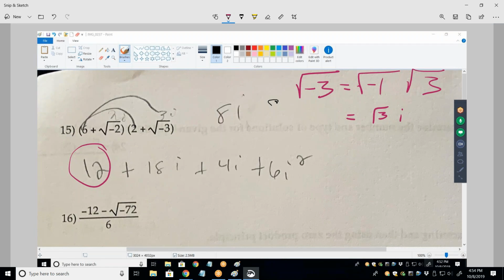So now when I do 6 times root 3i, I actually get 6 root 3i right there. And then when I do 2 times root 2i, I get 2 root 2i right there. And then I do get 6i squared, which is -6. Always convert your i squareds. And now the 12 combines with the -6 to give me 6.